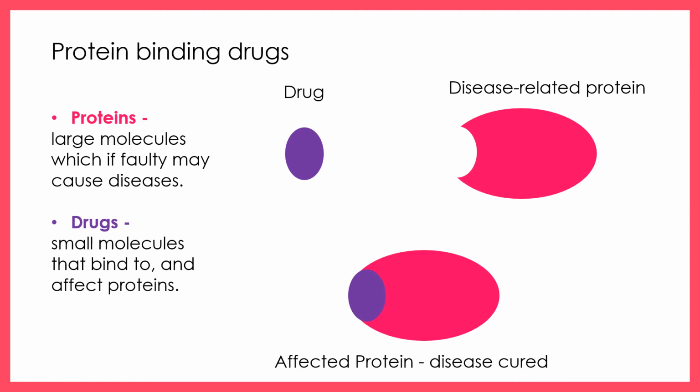In this simple picture, we can see how binding of a drug molecule shown in purple to a disease-related protein shown in pink changes the shape of this protein. Change in shape affects the protein in such a way that could potentially cure a disease and make us feel better.